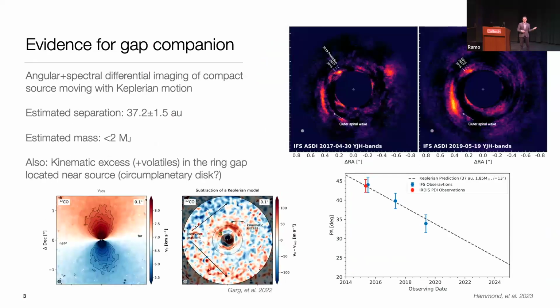This disk is very exciting. There's been a candidate protoplanet reported here in that annular gap. In the top right, we're looking at ASDI residuals from SPHERE, where that blob in the top left of that plot has been resolved in multiple epochs of SPHERE data, and that blob is moving with Keplerian velocity. So this is potentially a forming protoplanet. Beyond the imaging data, there's also information from molecular line mapping from ALMA that shows both an excess of kinematic pressure in that gap, as well as volatiles that are not expected to be in the disk, potentially pushing towards information of a circumplanetary disk.